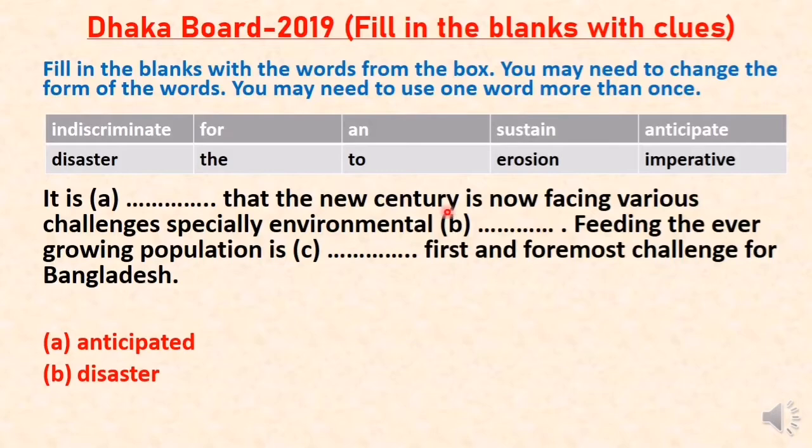You can see this word. Look at the word, and before this word the blank space is there and the word is first, and this is the superlative degree. Students, you know, before the superlative degree we are supposed to use an article, and that article is the. So here the word will be the, and the sentence will be like this: the first and foremost challenge for Bangladesh.